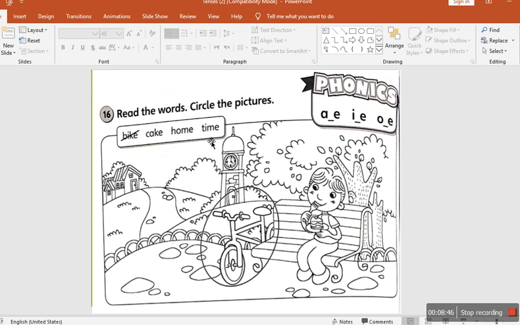Here we have time. Time. Can you find the picture which shows the word time? Yeah, if you go here, look at this. What time is it now in this picture? I think it's 4 o'clock. Yeah. So this is time. You have to circle this.